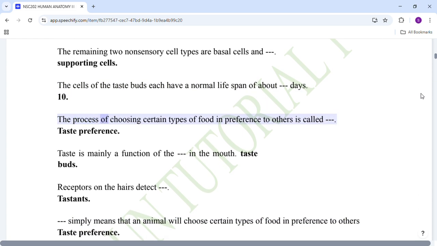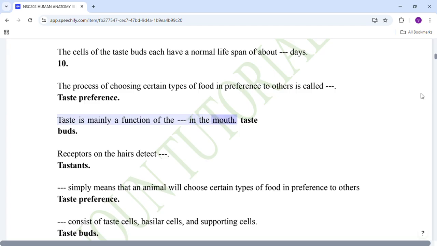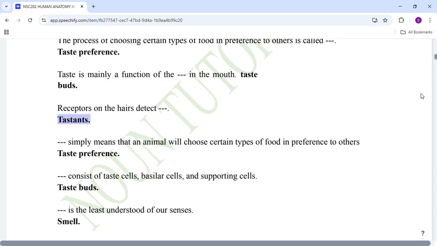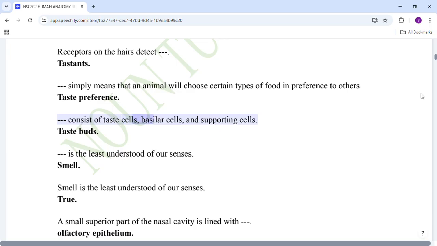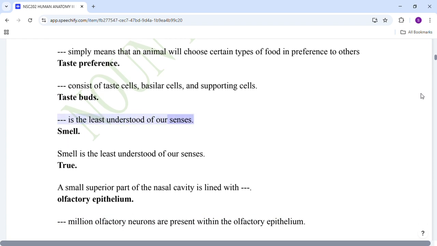The process of choosing certain types of food in preference to others is called taste preference. Taste is mainly a function of the taste buds in the mouth. Receptors on the taste hairs detect tastants. Taste preference simply means that an animal will choose certain types of food in preference to others. Taste buds consist of taste cells, basal cells, and supporting cells.